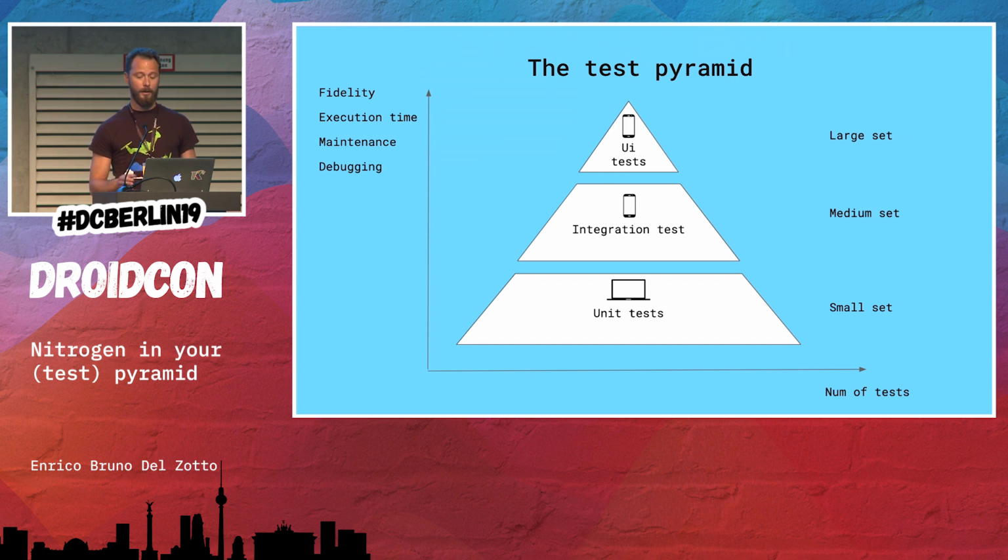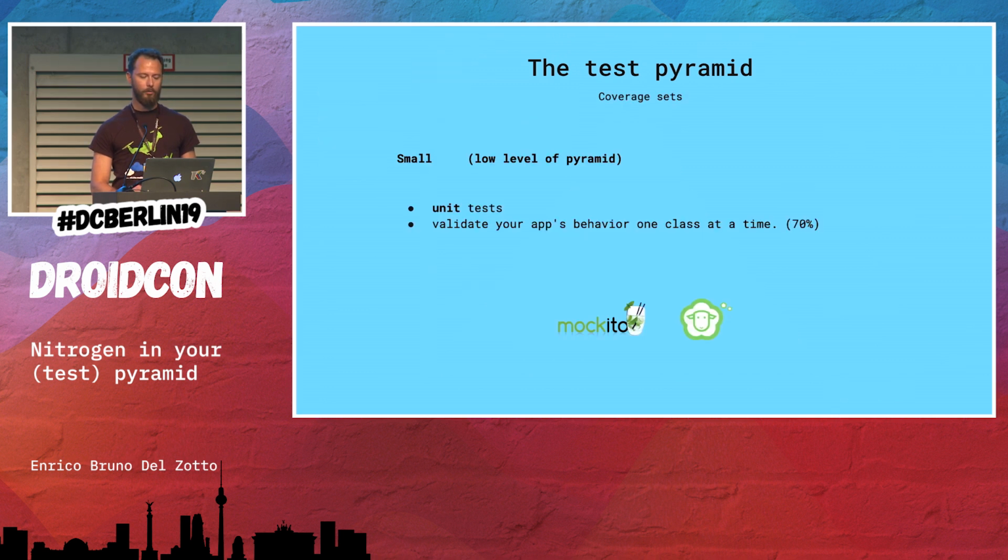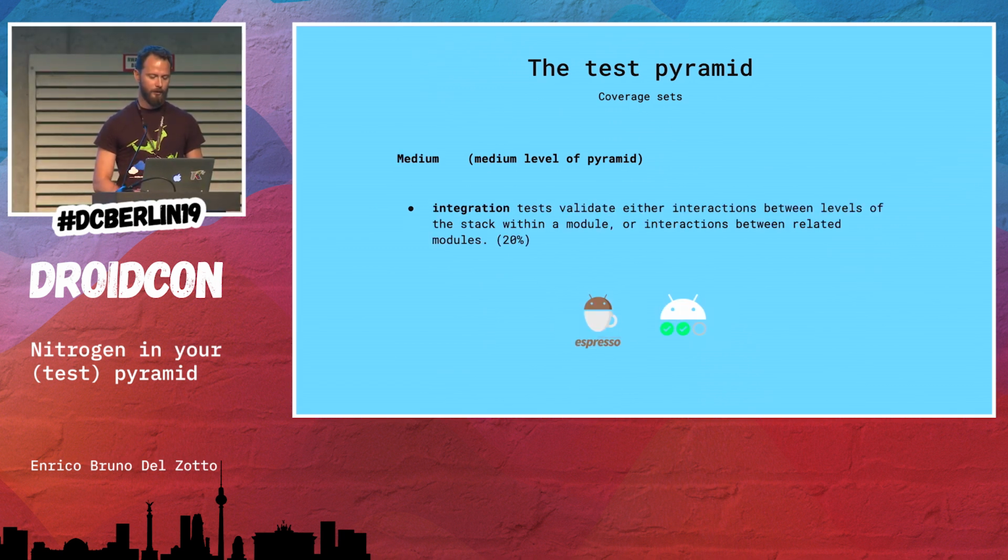Of course, UI tests are very slow, and this is why we would like to find a way to make these tests faster. Starting from the low level, we find the unit tests, which are used to validate your app behavior one class at a time. When you are writing code and opening a PR, especially when you are writing the business logic of your code, you are expected, of course, to deliver unit tests.